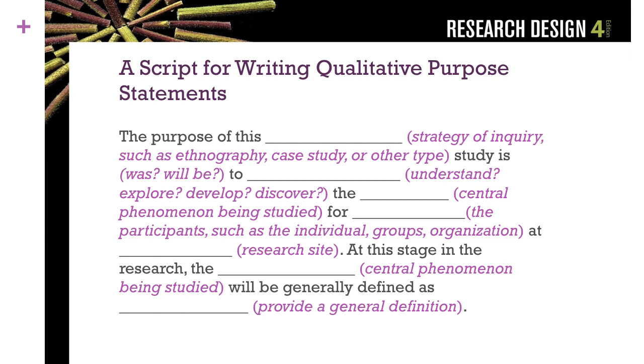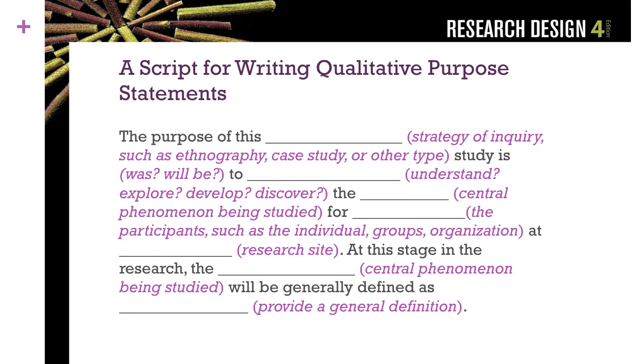So let's look at a script or generic template for writing qualitative purpose statements. It will start with "The purpose of this," and then you will fill in the blank with whatever approach or strategy you're using. It could be an ethnography, case study, or other types of qualitative research, which we'll get to in a few weeks. But you will fill in the blank with that to start off with, and you would follow it by an action verb, depending on what you're interested in doing. Is it to describe, understand, develop a theory, examine the meaning, or discover how learning will take place?